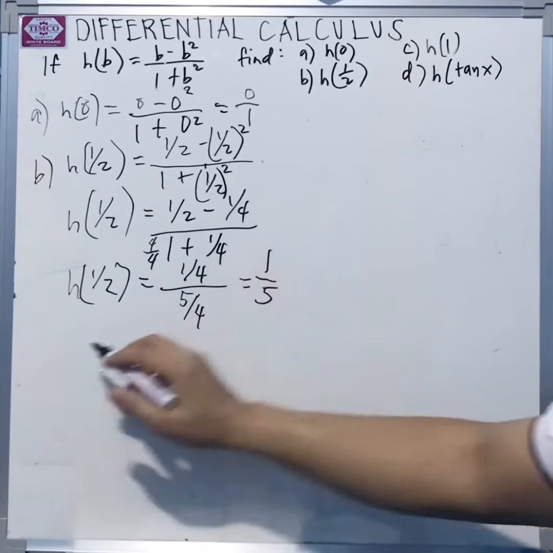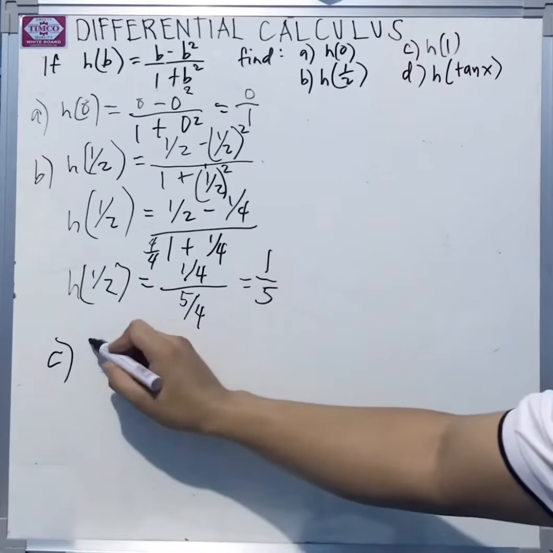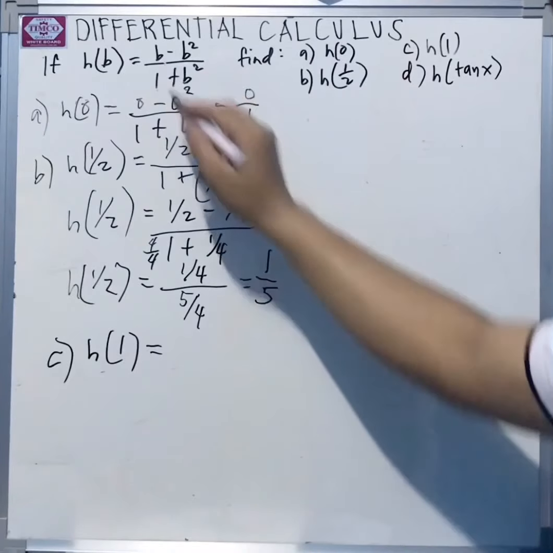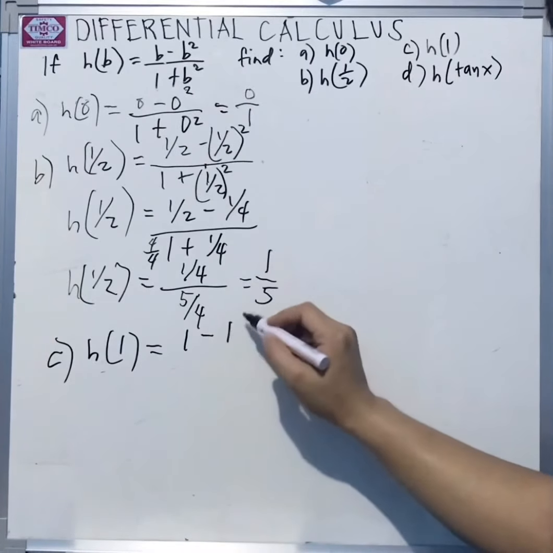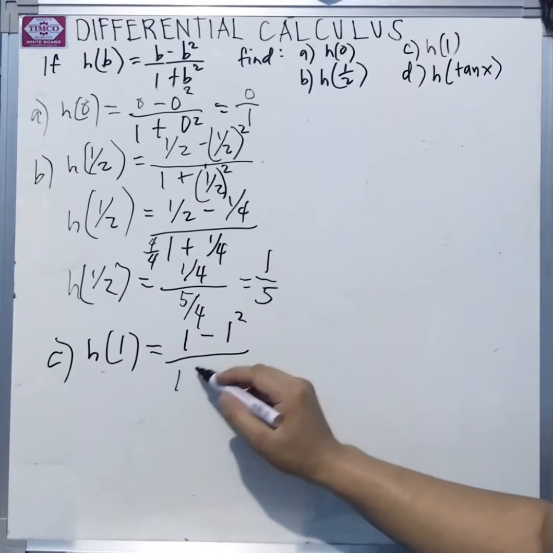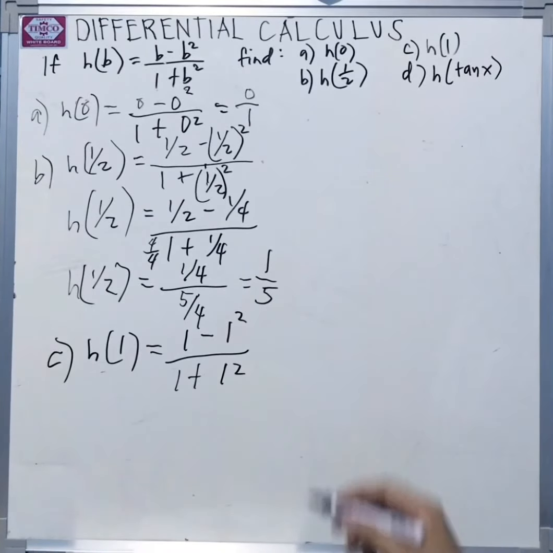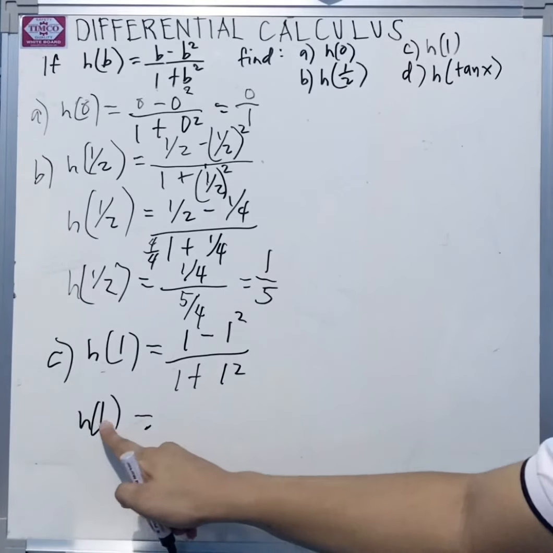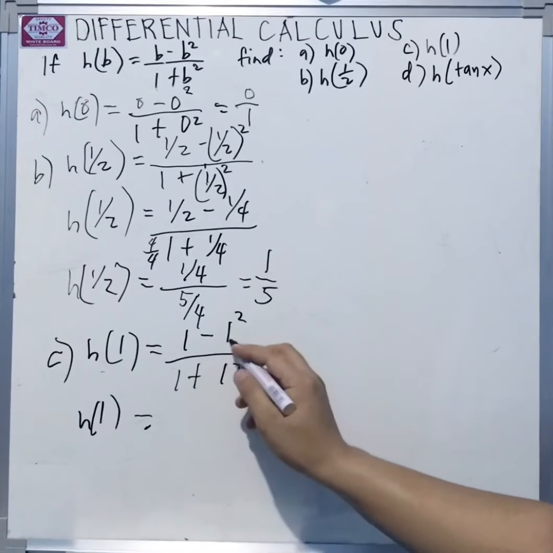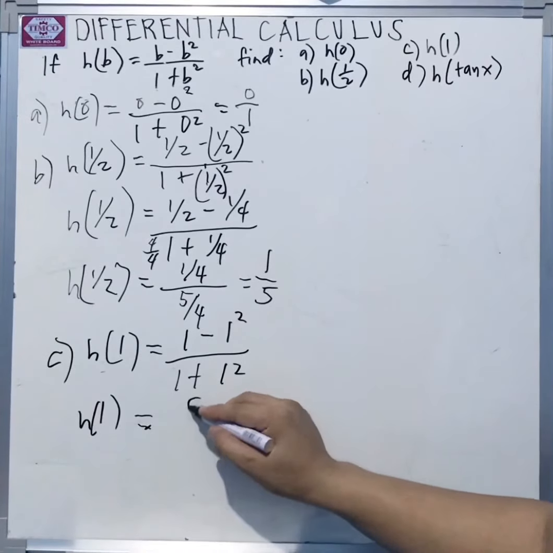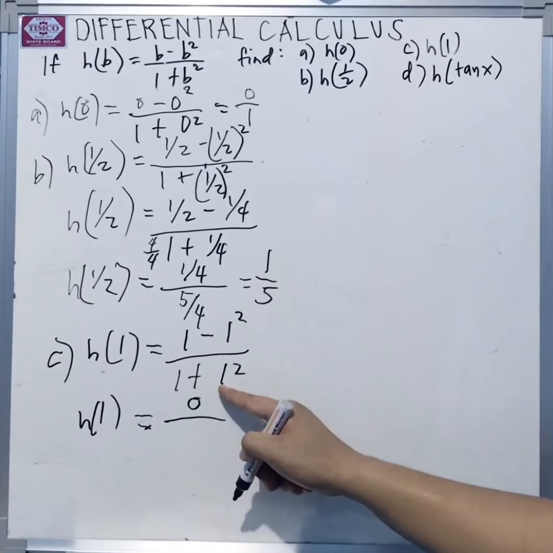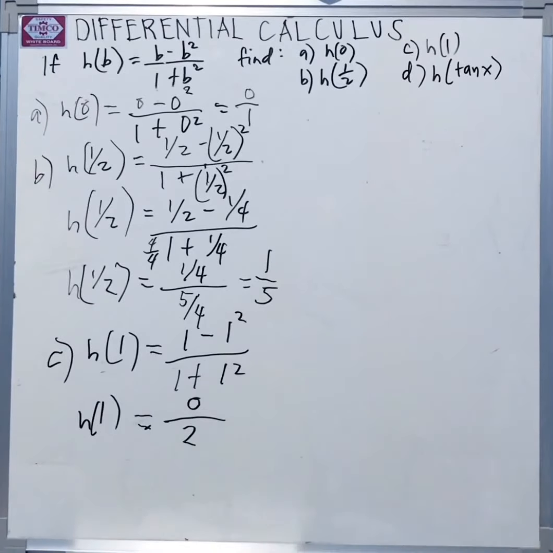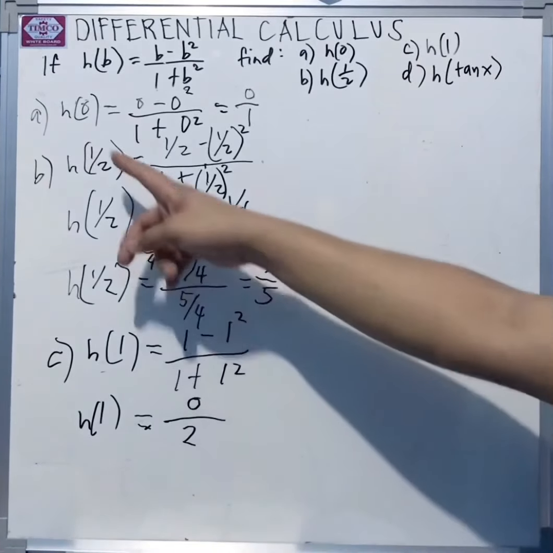So letter C naman, we have h of 1. Substitute lang natin, 1 minus 1 squared over 1 plus 1 squared. So 1 minus 1 squared is equal to 0, and 1 plus 1 squared is 2. So 0 over 2. Yan yung sagot natin sa A, B, and C.